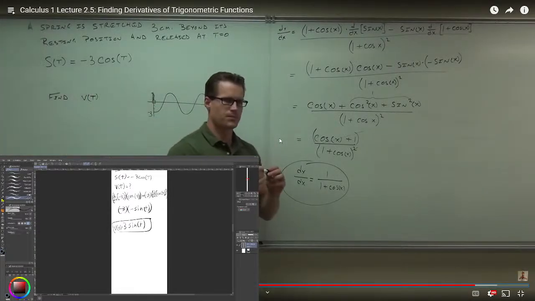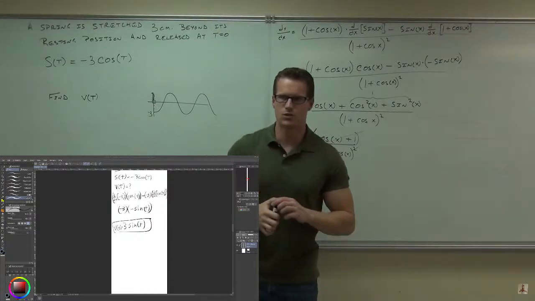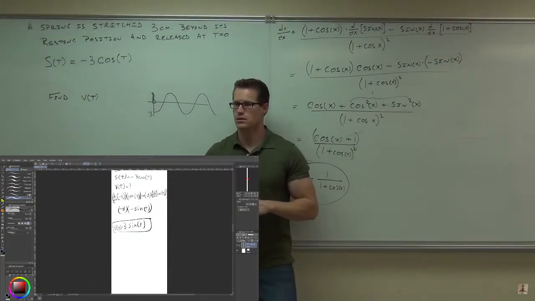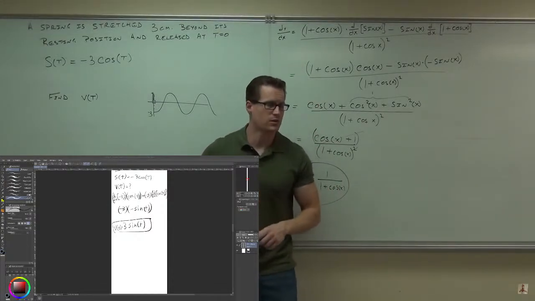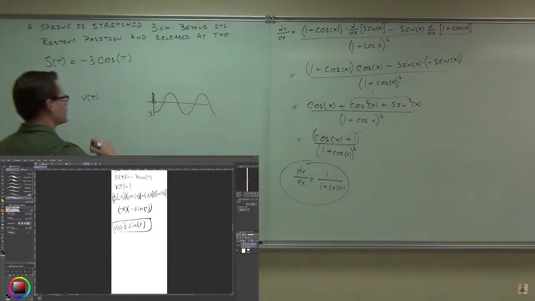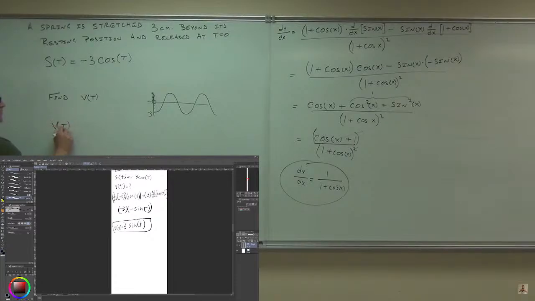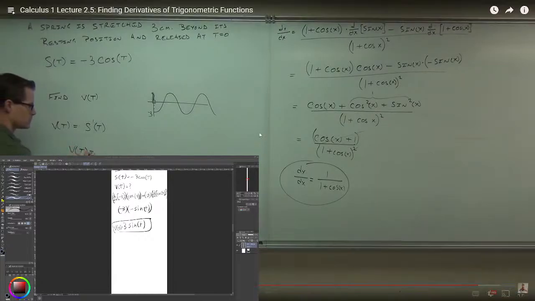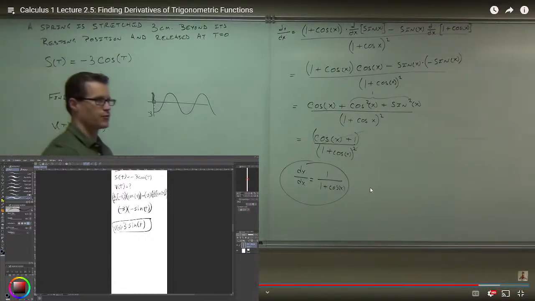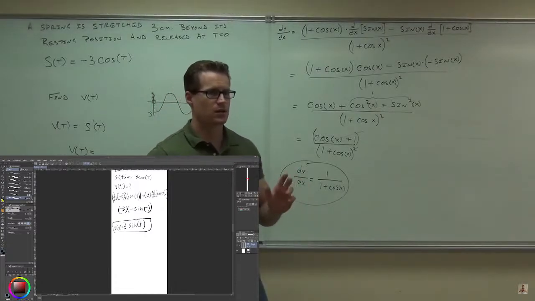What's velocity as it is related to position? Slope. So basically just find the first derivative. So find the first derivative of -3 cosine t.